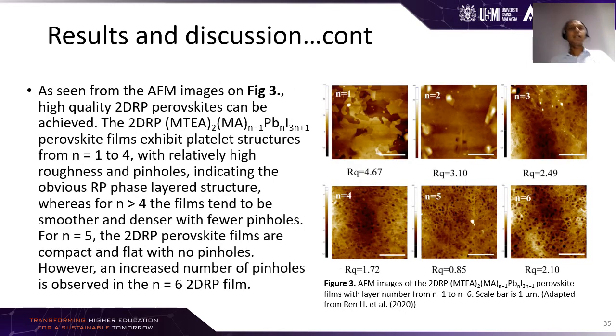Now over here is the AFM analysis conducted on figure 3. So you could notice that the relatively high roughness and pinholes are still noticeable here in n4 and n3 as well. Now for n5 onwards, basically for n5 there were fewer pinholes, but again for n equals 6, the pinholes had increased.